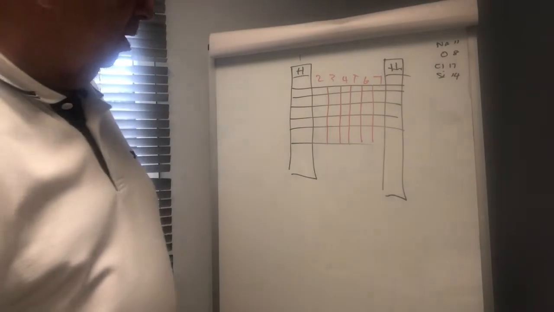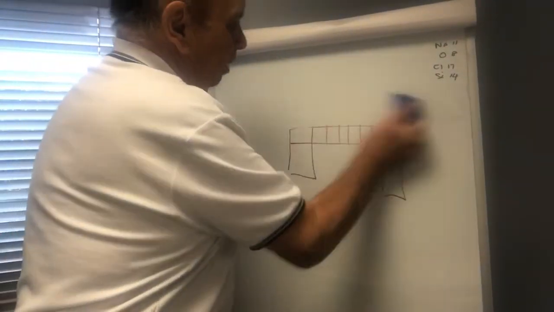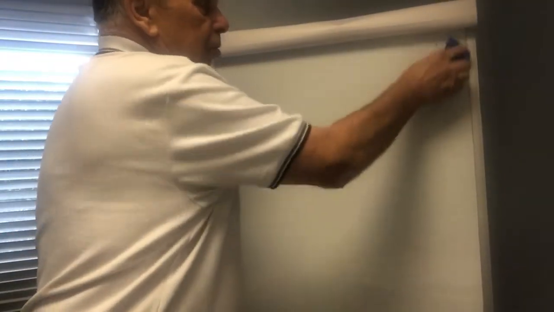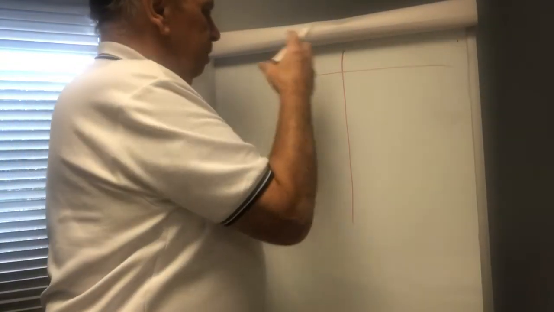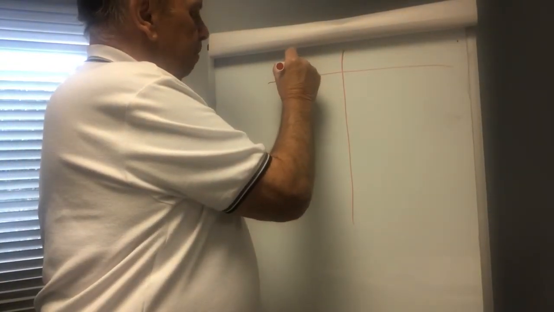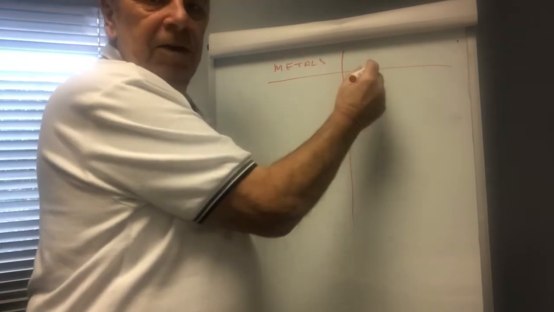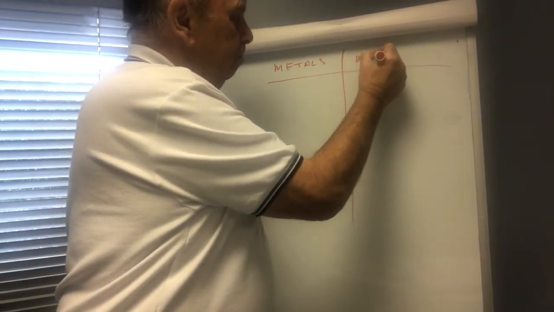Let's look at the properties of metals a bit now. The physical properties, metals, and the opposite of a metal. This is metals, and this is non-metals.